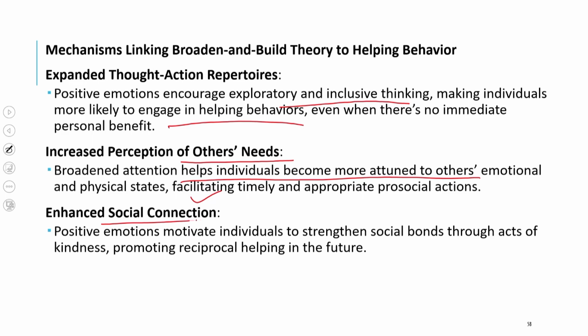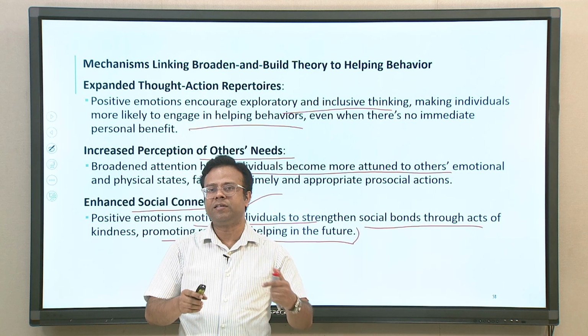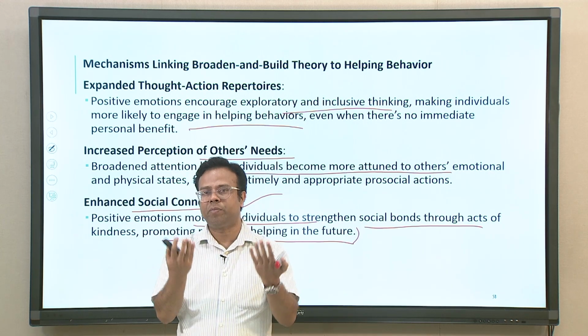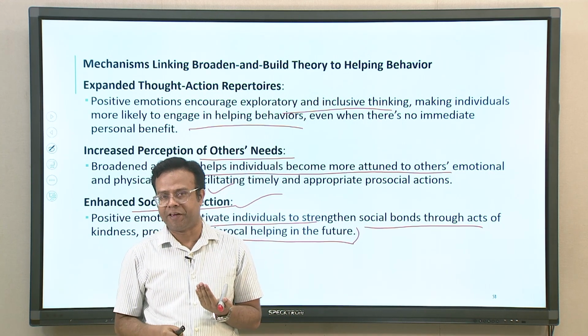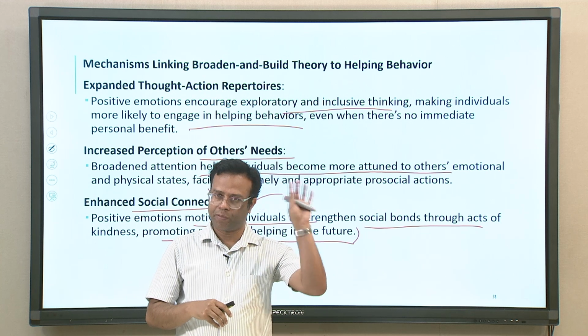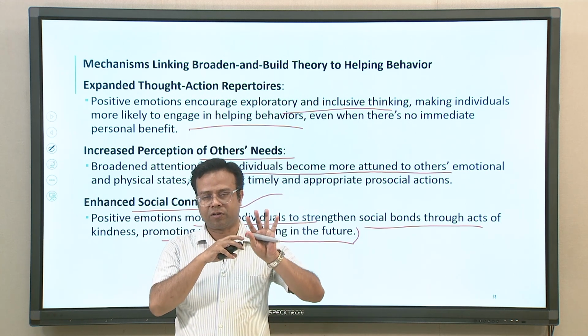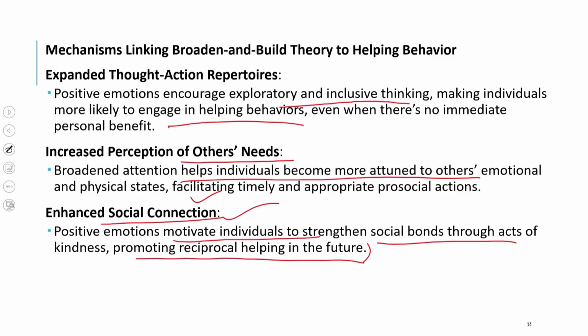Positive emotion enhances social connection, which is a very important requirement for prosocial behavior also. Positive emotions motivate individuals to strengthen social bonds through acts of kindness, promoting reciprocal helping in the future. So, these are some of the possible mechanisms by which we can explain why sometimes higher well-being can actually promote helping behavior. So, there are experimental evidences, longitudinal evidences, and there are theories which can explain that.